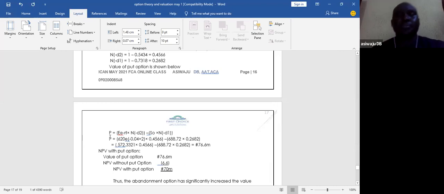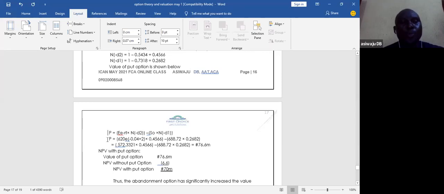Like we are aware, most of this will come with formula. And good enough, ICAN will supply this formula in the examination. Although you need to familiarize yourself with how to use it. It's not sufficient to say ICAN will give you. You must know how to use it prior to the exam.